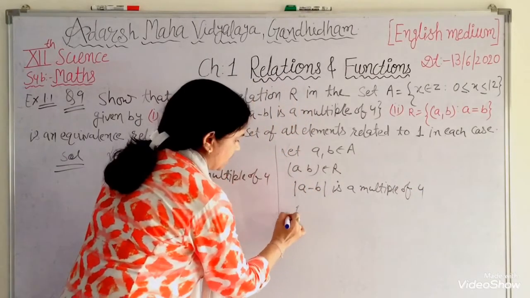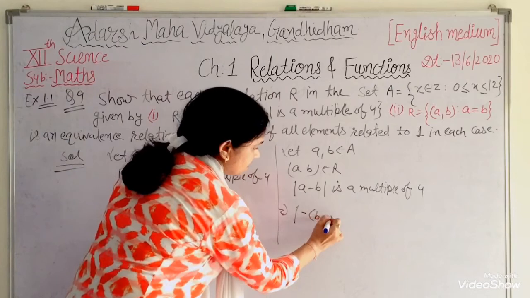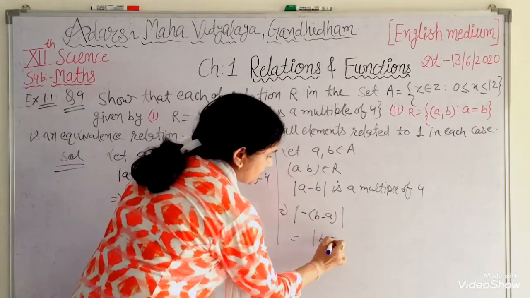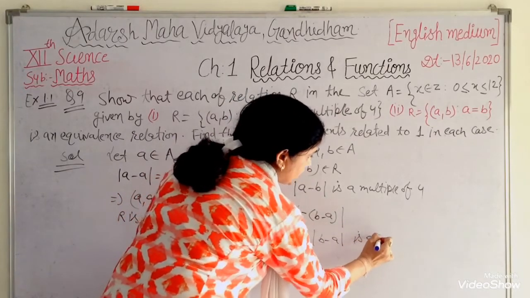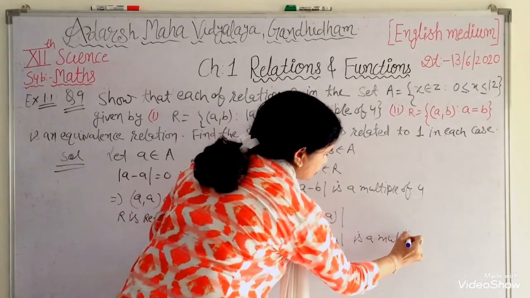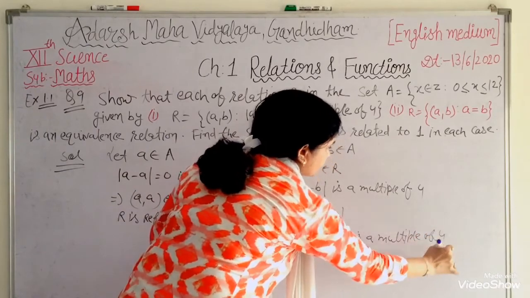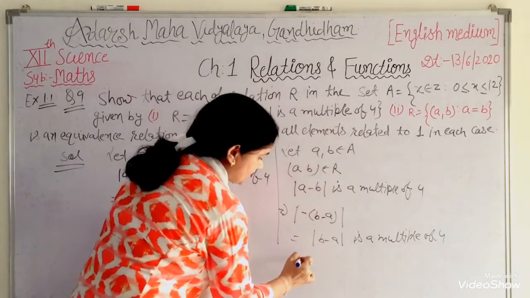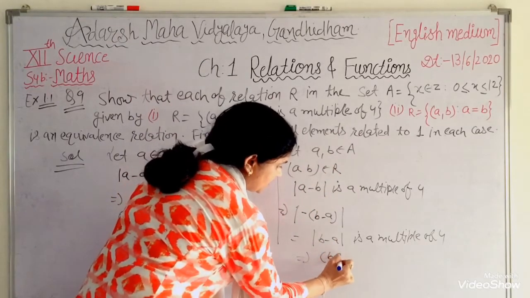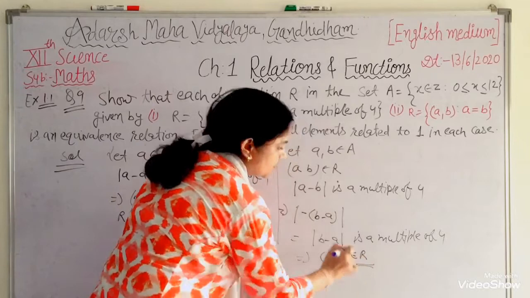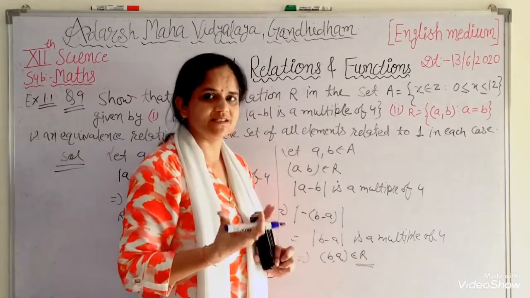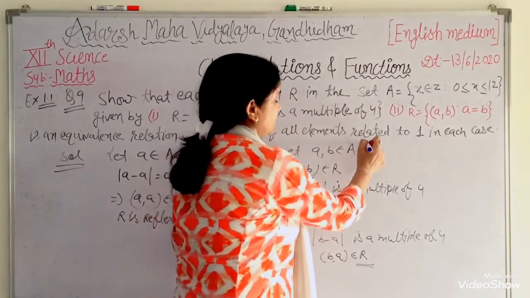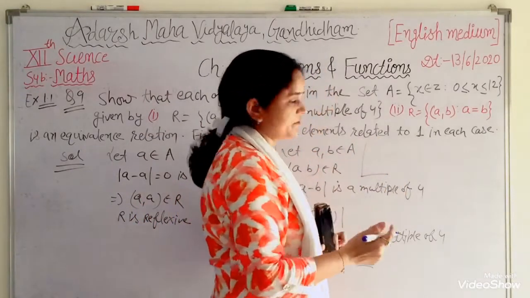Okay, and now minus B minus A mod, it means B minus A is also a multiple of 4. It means that if (A, B) belongs to R, then implies (B, A) also belongs to R. Hence, R is a symmetric relation in set A. Okay, student?